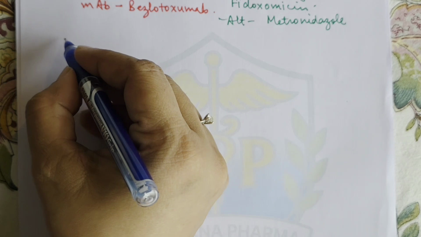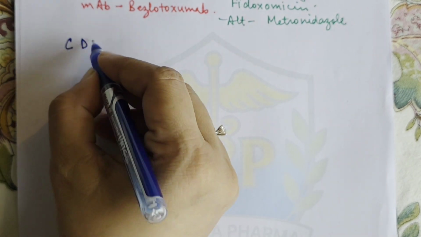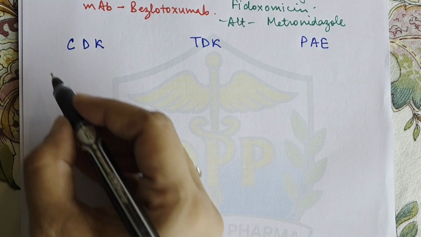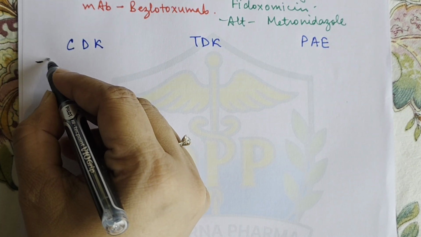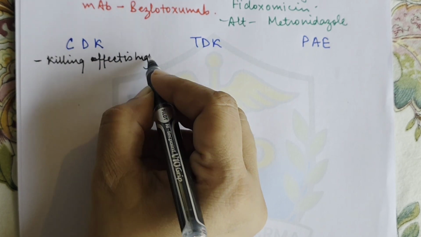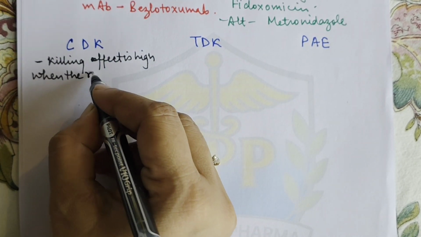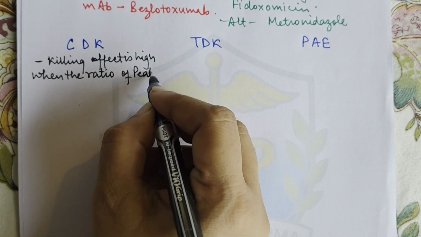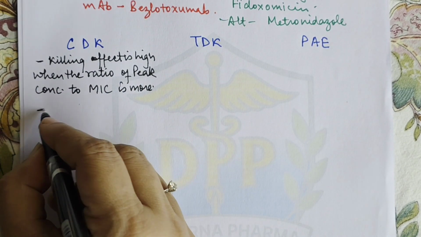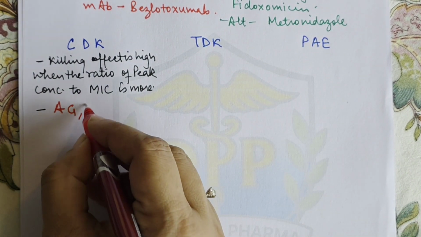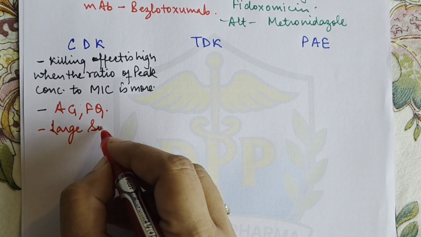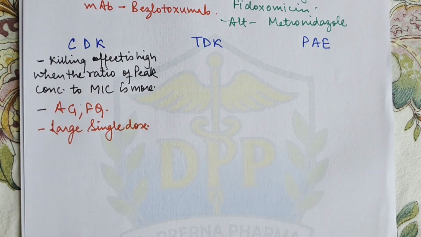Now coming to another important definition, called concentration dependent killing, time dependent killing and post antibiotic effect. Let us understand these three things. Concentration dependent killing is when the killing effect of an antibiotic is high when the ratio of peak concentration to MIC is more. This type of killing behavior is usually seen with the aminoglycosides and fluoroquinolones, right? So these drugs are very good as a large single dose. When their concentration is much above the MIC, they are very effective.